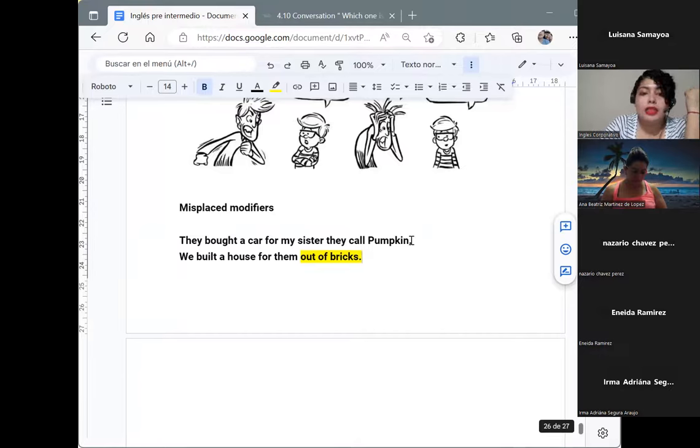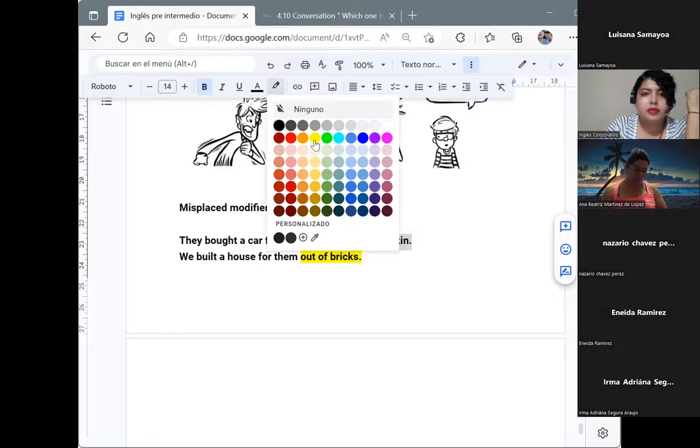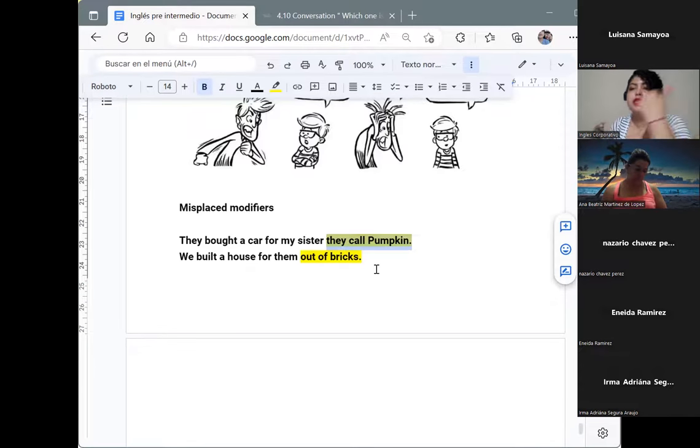Igual que aquí, they call pumpkin. Aquí, este último. A eso se refiere esto del misplaced, que no lo estamos poniendo bien, ¿verdad? En estas oraciones. Por eso es que nos dan la confusión, nos hacen preguntarnos, ¿verdad? ¿Qué queremos decir con esas partes? Y no le llamamos una solución porque no lo estamos poniendo bien.